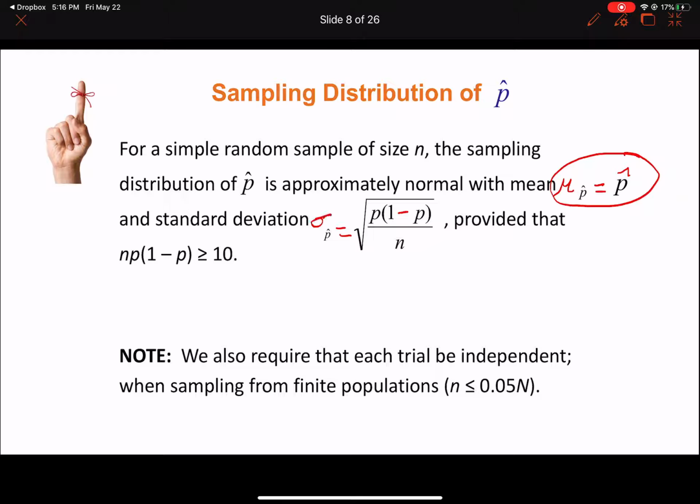Our sigma sub p hat equals the square root of p times 1 minus p divided by n, if and only if np times 1 minus p is greater than or equal to 10. Also, remember, each trial must be independent. When we have a finite population, our sample size has to be smaller than 5% of the population. This is just a reminder. Whenever I have this little guy with the string around his finger, that means it's just a review.